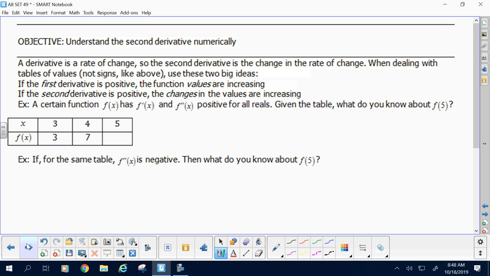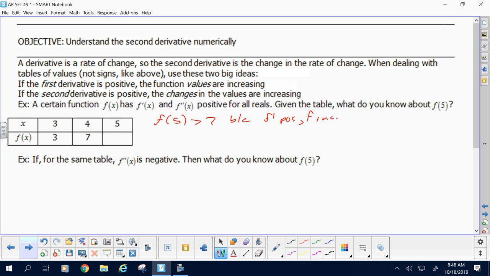Greater than what? F of 5 is greater than 7 because f prime is positive, so f needs to increase. Right? All right, cool. Now that's the easier part of it.